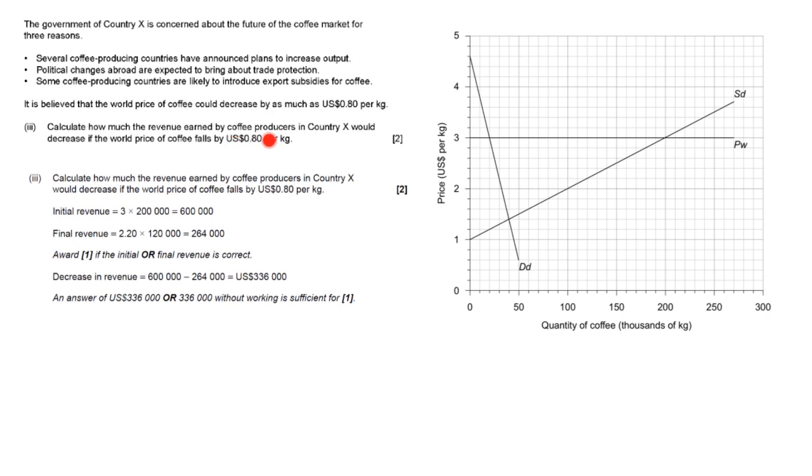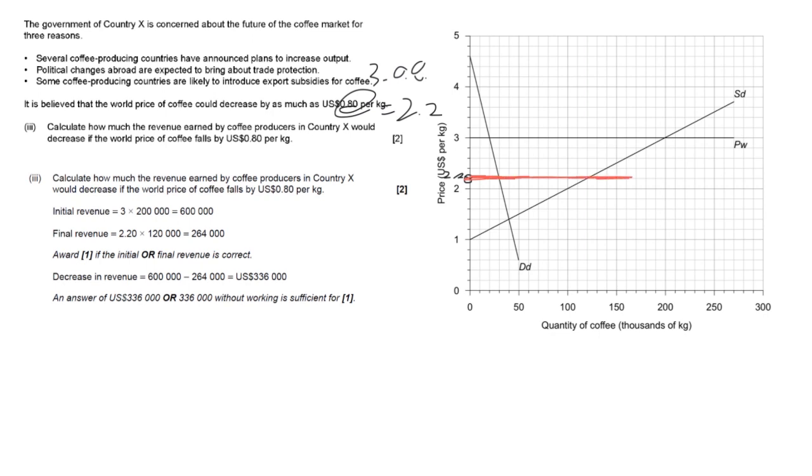Given that the price will not be free, the price will drop by 0.8. 3 minus 0.8 will be equal to 2.2. So I will start from here, 2.2 here. I will draw a new line here. Let me use a red color. So I'll draw a new line here for 2.2.